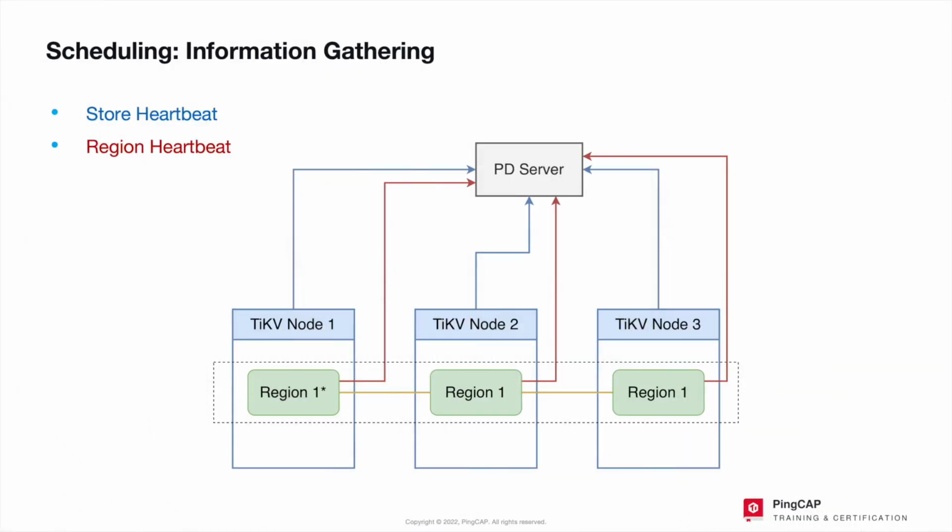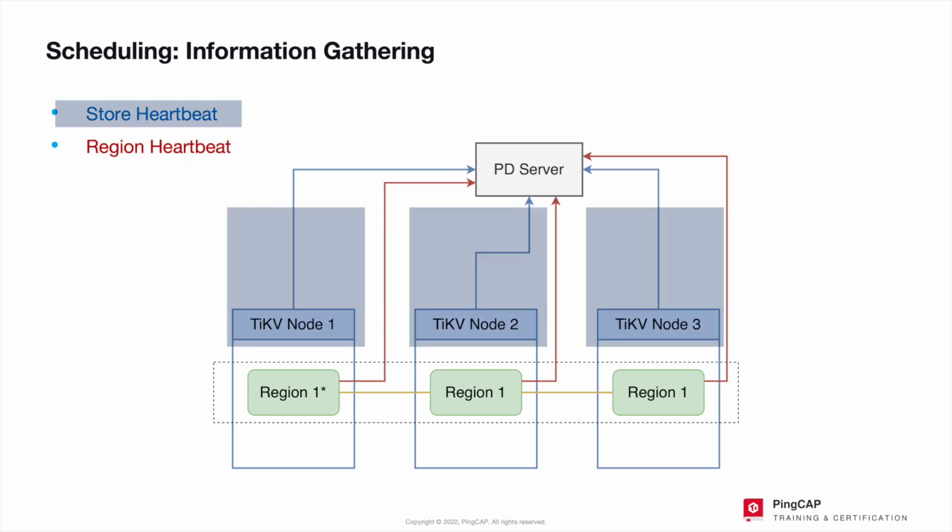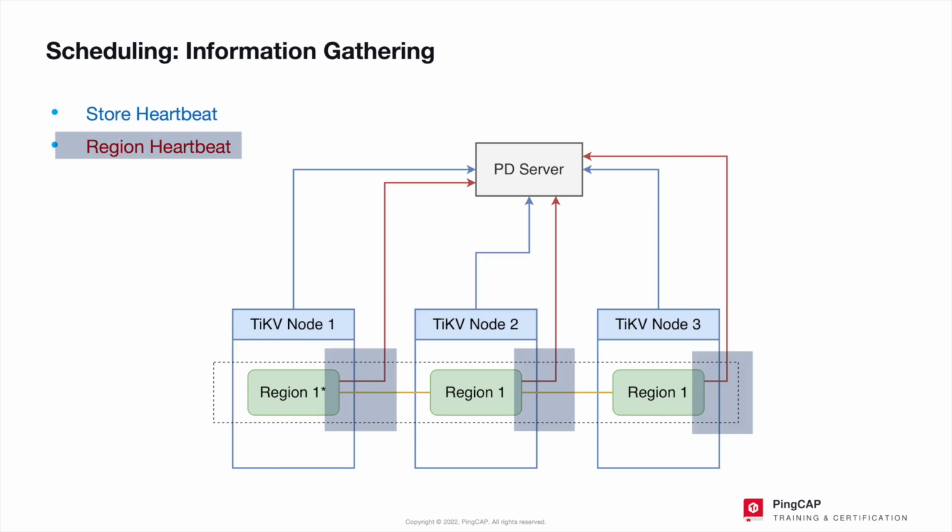Okay, so first up we're going to talk about information gathering. TiKV nodes periodically report two types of heartbeat messages to the PD. The first is the store heartbeat. The second is the region heartbeat. The store heartbeat contains the basic information of storage, capacity, remaining space, writes, reads, traffic, etc. The region heartbeat contains data such as region range, replica distribution, replica status, data volume, and read and write traffic. PD combines this information and stores it for the scheduler to make decisions.